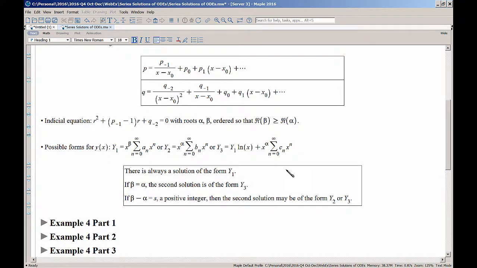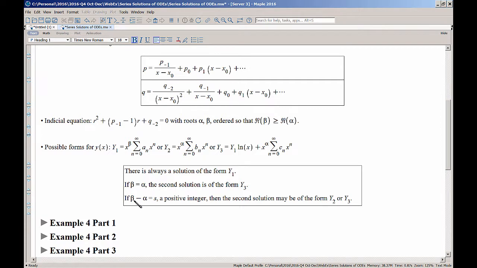Now, there's always a solution of the form y1. So you always get one solution of this form. If you have a repeated root here for the indicial equation, beta equals alpha, then you're guaranteed your other solution has the logarithm in it.